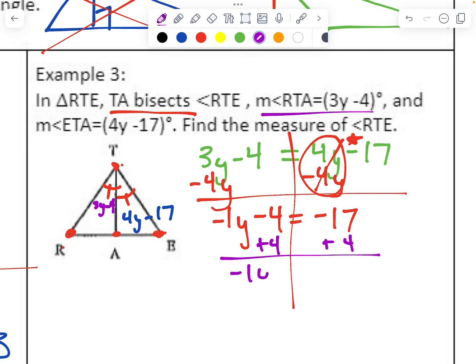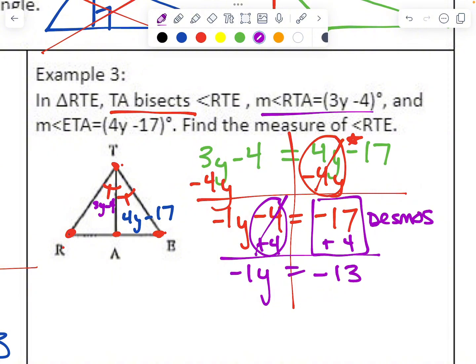So we have negative 1y. The 4's will cancel out. And if you need help with this piece, type it in on Desmos. Negative 17 plus 4 is going to be negative 13. Your last step is going to be to isolate your variable. So whatever is next to your variable, your letter, you're going to divide by that.